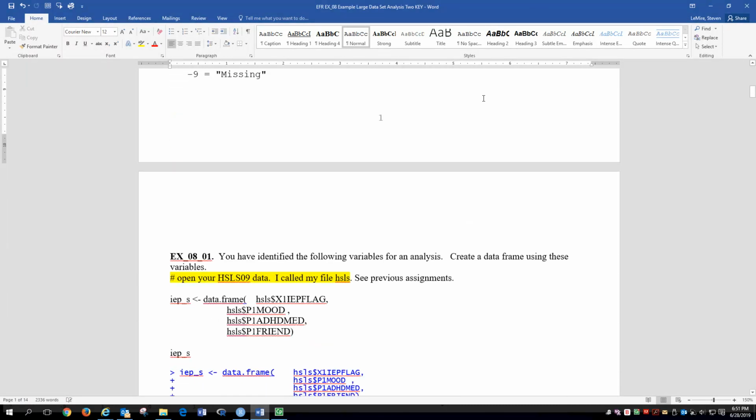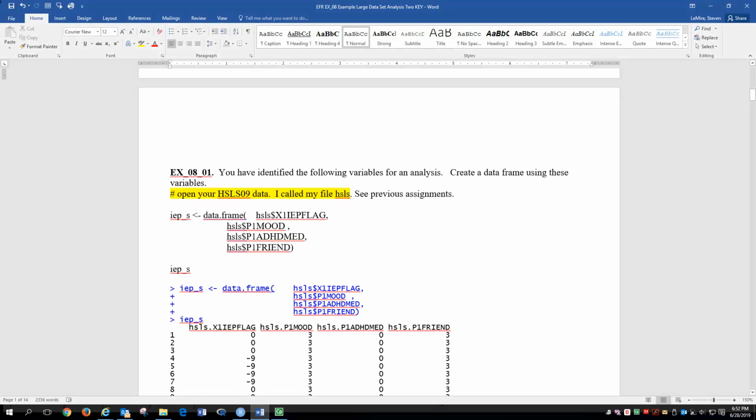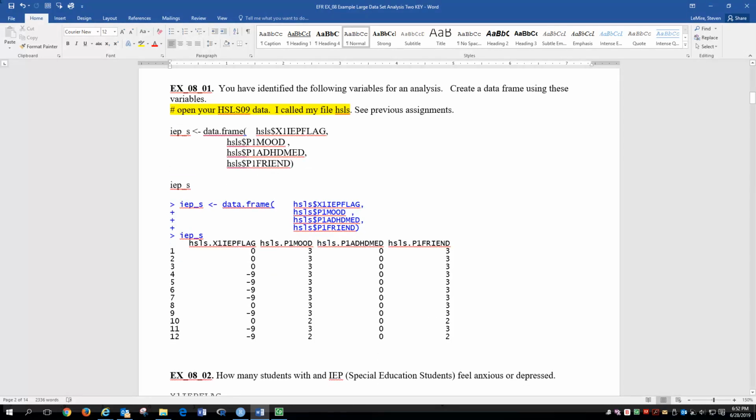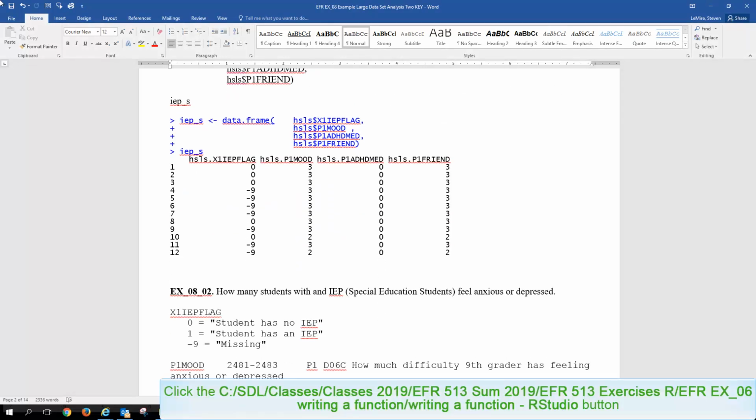So the first thing we're going to do is go in and create a sub data frame, because what you don't want to be doing is replicating entire large data sets. You'll run out of memory. These are the variables in our study, and there could be quite a few more. So I'm going to go ahead and open the HSLS09 data frame, and we've done that in previous assignments. So here it is, data frame, and we just line up these with commas in there, and we bring them all in, and we see here's our data frame.